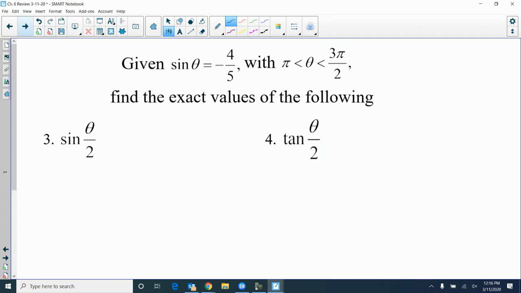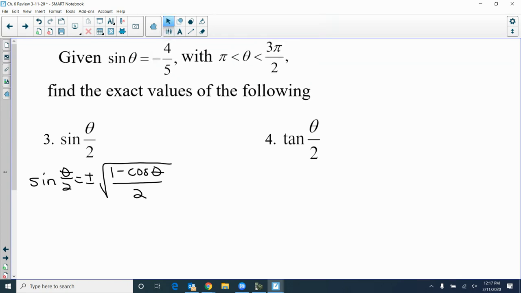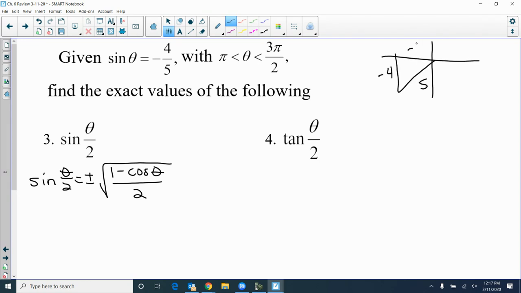Okay, let's see here. Sine theta over 2 equals plus or minus the square root of, is it 1 minus cosine, divided by 2? Okay, so there's our formula. Again, it's in quadrant 3, so the same figures. All right, the plus or minus, does it mean we have 2 answers?